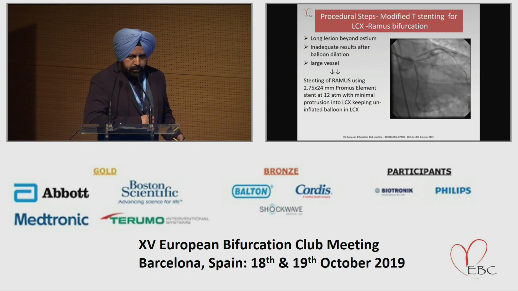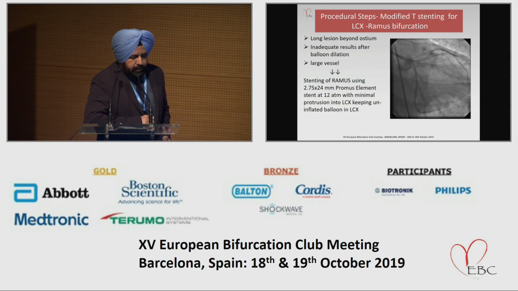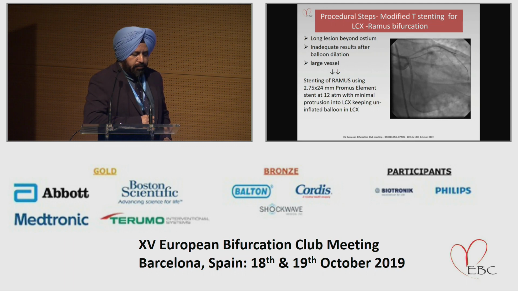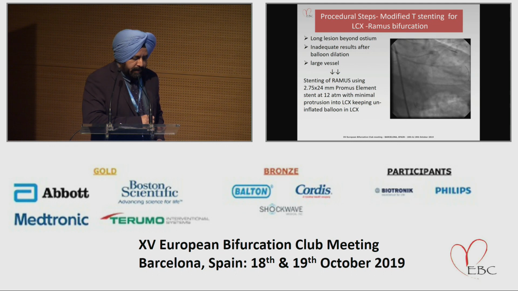And again, it was pre-dilated also later on. Now, after opening the ramus lesion, we found that it's a very large vessel which has two branches. Again, it has two bifurcations, and we decided to stent it at that point of time. So a 2.75 24 millimeter stent was taken, and it was inflated by keeping some of the struts protruding into the LCX, keeping a balloon in the LCX.